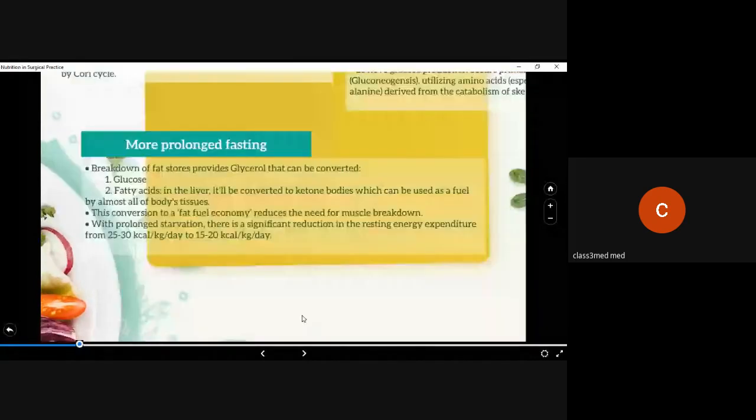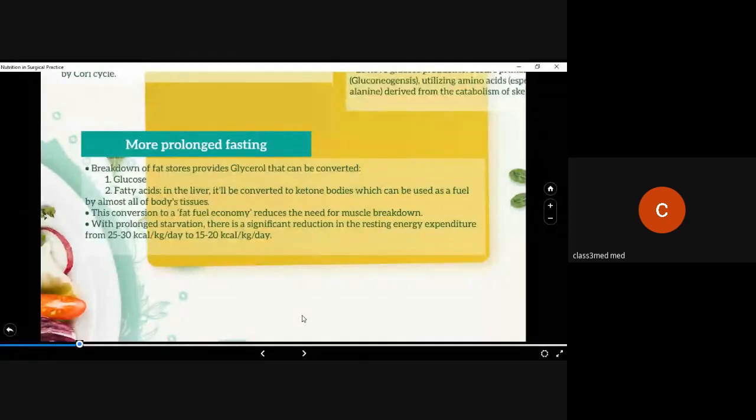With more prolonged fasting, hepatic and skeletal muscle glycogen is exhausted, and then breakdown of the fat stores provides glycerol. So the next step here is the fat stores releasing glycerol that can be converted to glucose, and fatty acids. So glycerol to glucose is for direct utilization by the tissues, and fatty acids in the liver will be converted to ketone bodies, which can be used as a fuel by almost all body tissues.